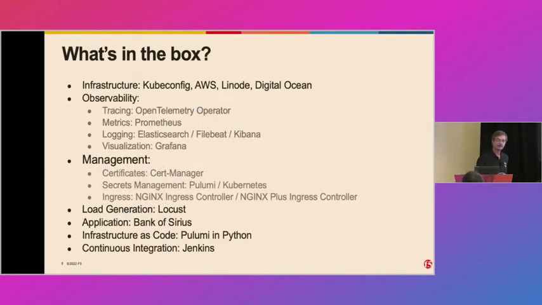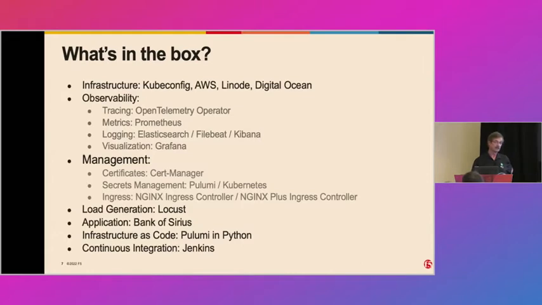This is the shorthand version of an SBOM. We're using kubeconfig, AWS. It runs on Linode. It runs on DigitalOcean. We're using tracing with OpenTelemetry management pieces. We did have a load generator so we could test it. We're using Locust for that. The application itself is known as Bank of Sirius, and it's actually a banking application, with deposits, withdrawals, those pieces.